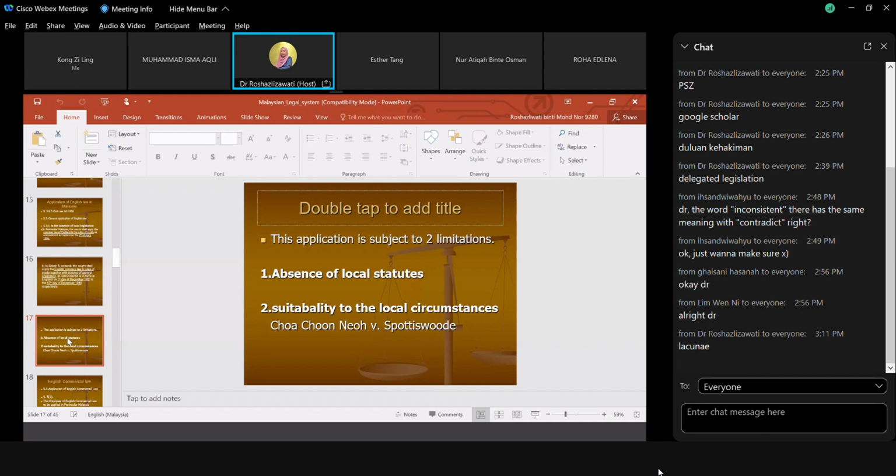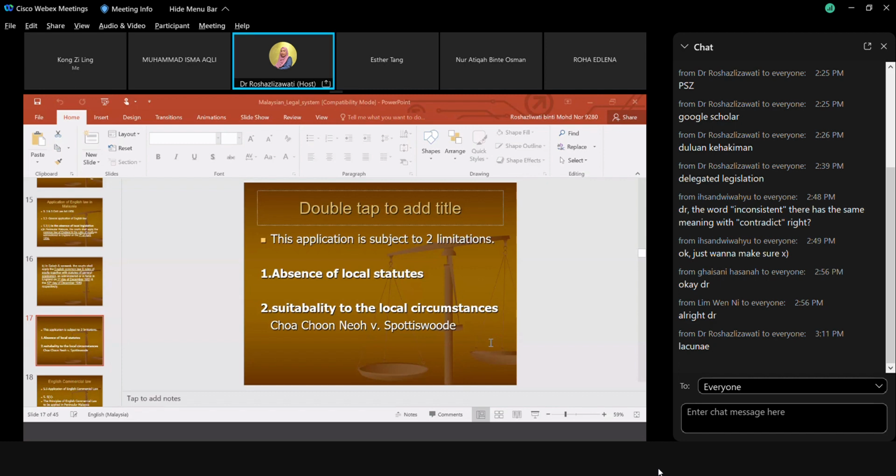Okay, for example, dalam case Chua Chunyo and also Spottiswoode, this one is very old case. You can Google this case, Chua Chunyo versus Spottiswoode. Okay, very old case. Cuma saya nak highlightkan a little bit back of this case lah. Okay, Chua Chunyo. This case happened during Federated Malay State. Okay, this case has been reported in FMSLR.